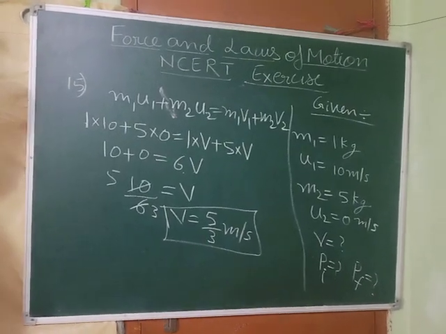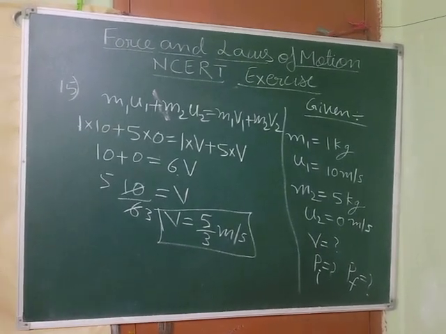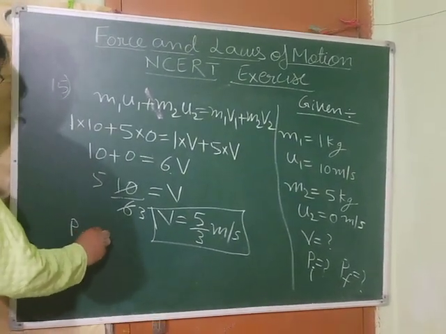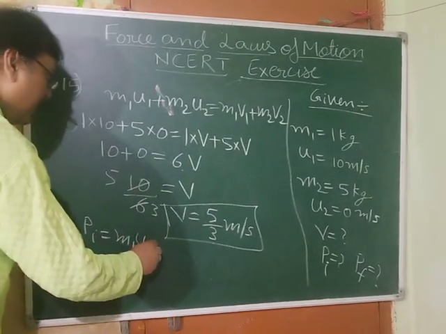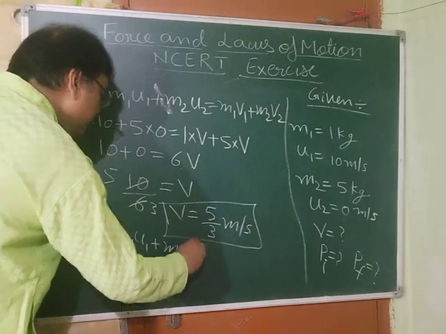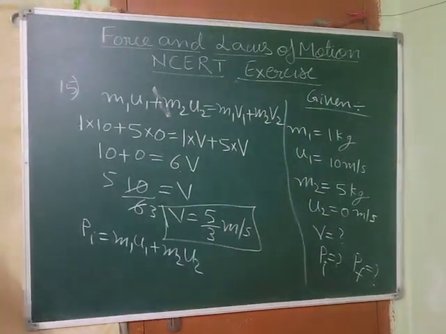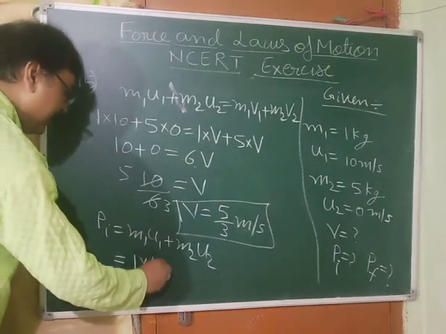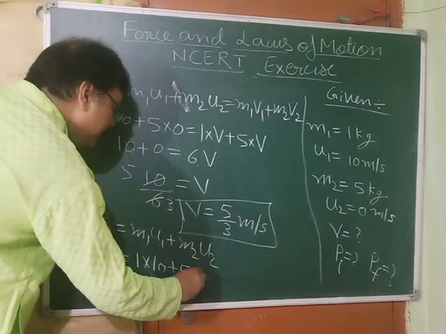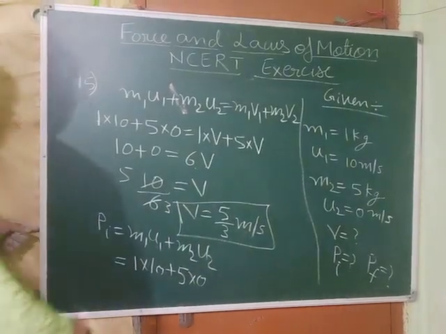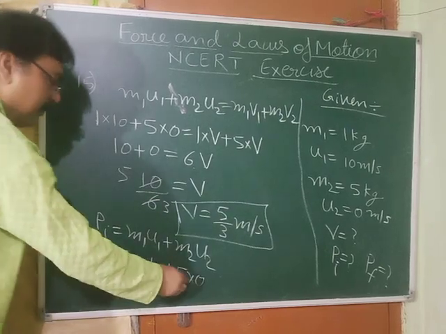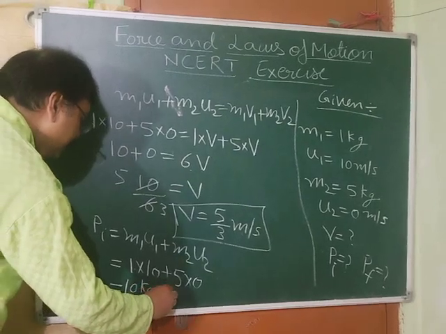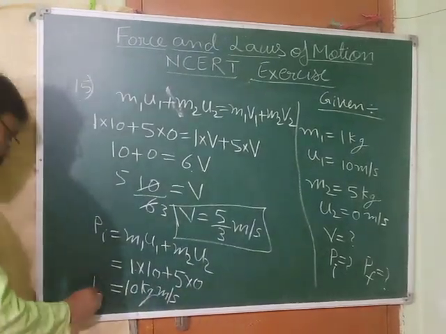So we got the velocity. The first part we have done. Now we have to find the initial momentum and final momentum. Initial momentum is m1u1 plus m2u2, the total initial momentum. m1 is 1 and u1 is 10, m2 is 5, u2 is 0. So 5 into 0 is 0, 1 into 10 is 10. So it is 10 kg meter per second. That is the initial momentum.